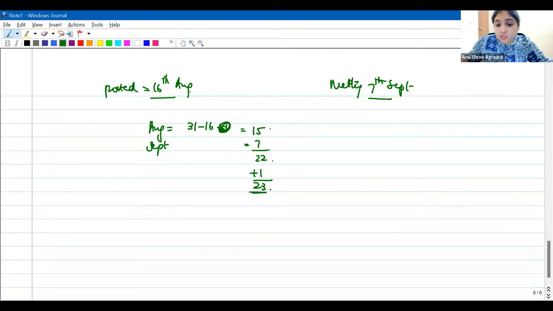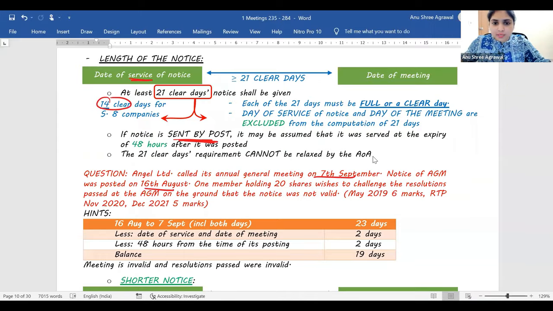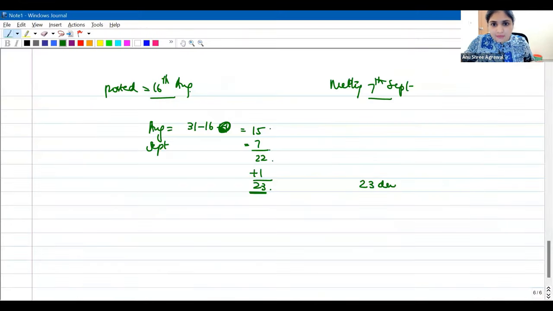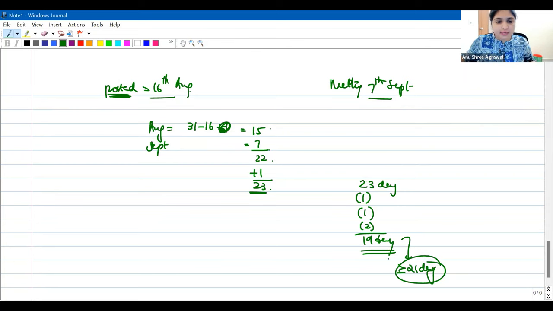Then, is 23 days enough for us? Is it a valid notice now? We have sent with a 23 days gap. Is it a valid notice? No. How to identify that? See, what is the gap? 23 days. I will subtract 1 day for the date of meeting. I will subtract 1 day for the date of service of notice. It was sent by post, which means I will subtract 48 hours more. 48 hours more means how many days? I will subtract 2 days. This is how many days now? This is going to be only 19 days. This number should be at least 21 days. Only then it is valid.